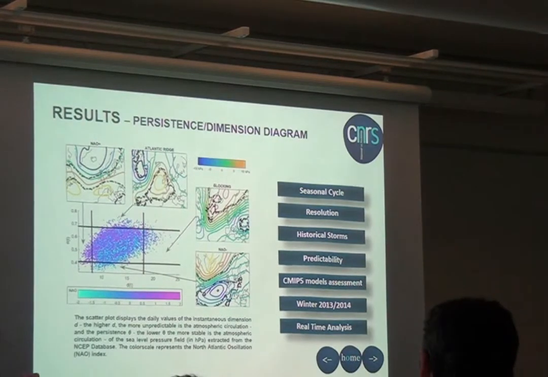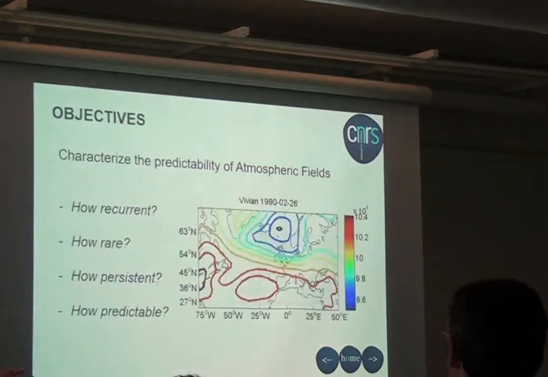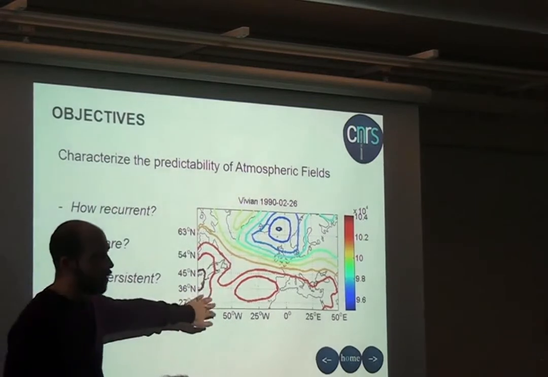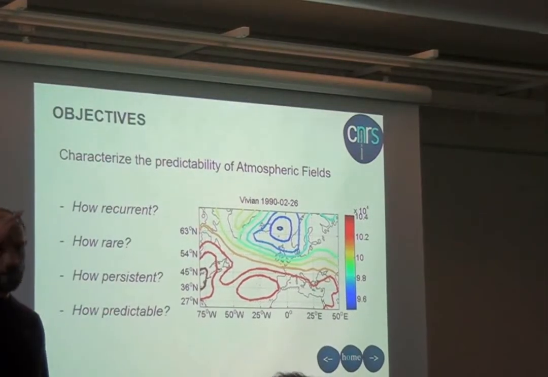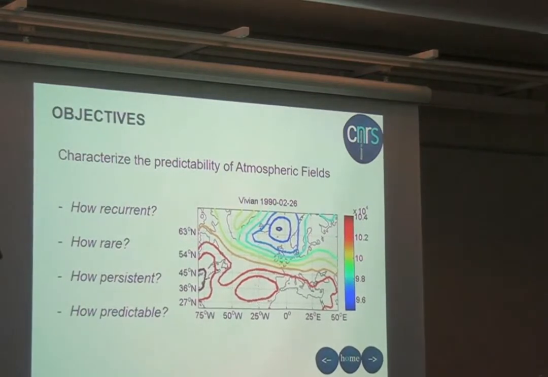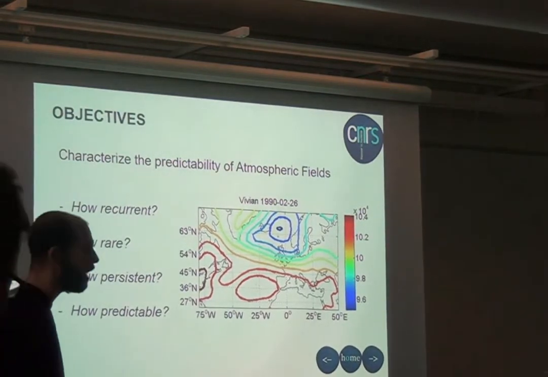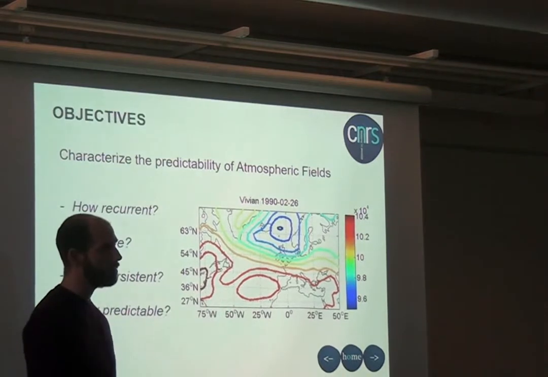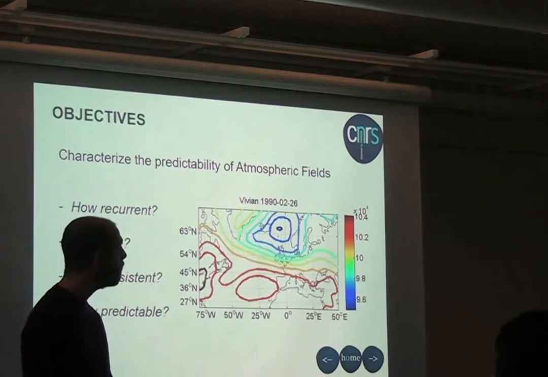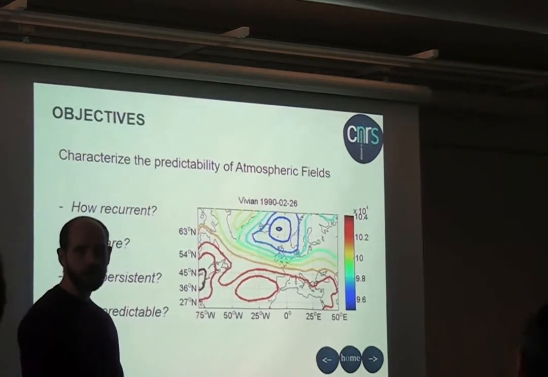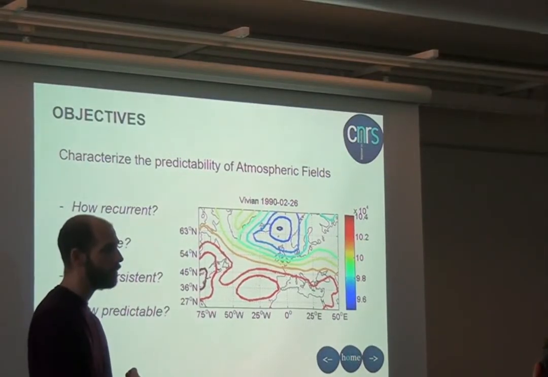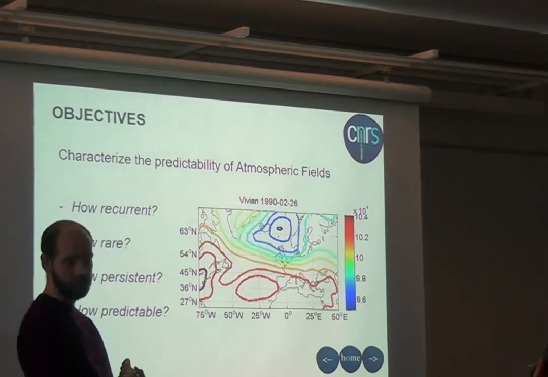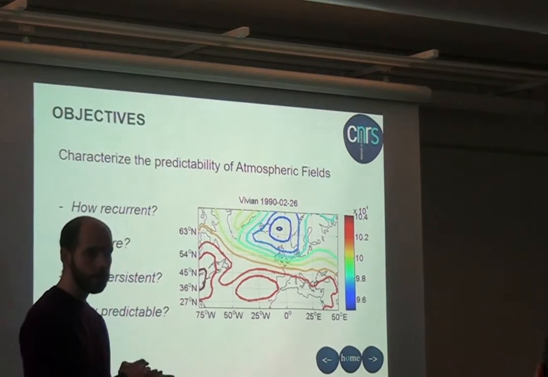I fixed as a problem this one. So I consider all the maps in the reanalysis from 1948 to 2015 or 2017 as my trajectory x of t, and then each map will be alternatively my state zeta, from which I measure basically the local dimension and the persistence. Is it clear, the procedure?